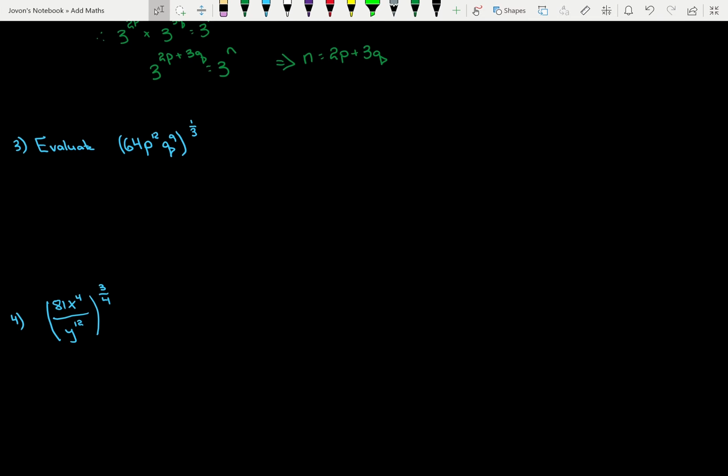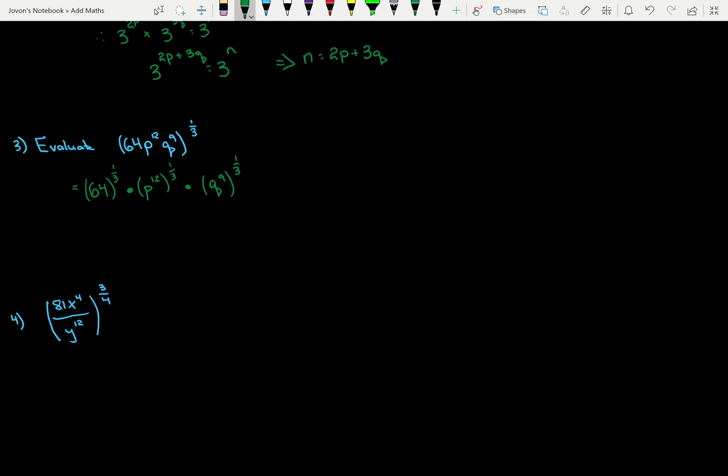Evaluate 64 p to the 12 q to the 9, all to the power of 1/3. One of the best ways to do this is to split this up. Since they are all to the power of 1/3, this is the same as writing it as 64 to the power of 1/3, multiplied by p to the power of 12 to 1/3, multiplied by q to the power of 9 to the power of 1/3.